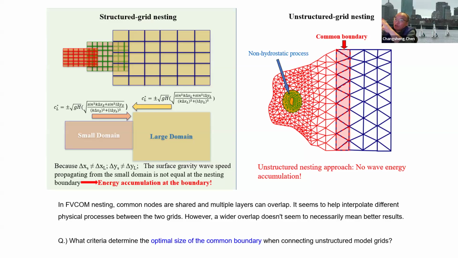the gravity phase speed changes. Before, the phase speed was equal to the square root of gH. Now it depends on your model resolution. You look at the right side, they will have a ratio, sine of k, the wave number, times the x resolution, depending on the ratio. So that means before, your wave speed was not a function of the wave number or wavelength, right? Now your wave speed depends on the wavelength.